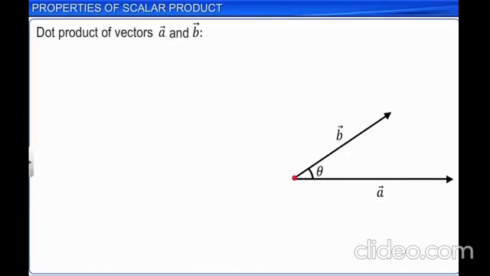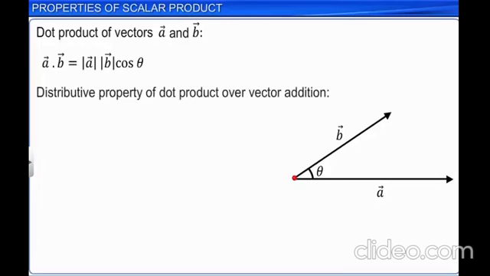You already know that the scalar or dot product of two vectors A and B with angle theta between them is equal to the product of the magnitudes of vectors A and B and the cosine of angle theta. Now, let us observe an interesting property of dot product of vectors. Consider three vectors A, B and C.